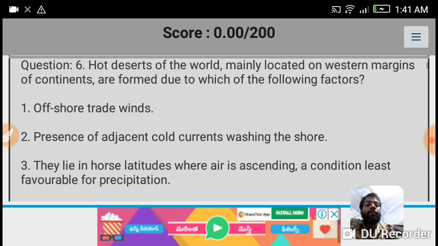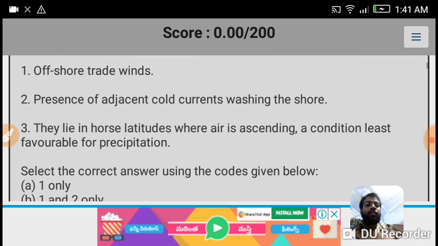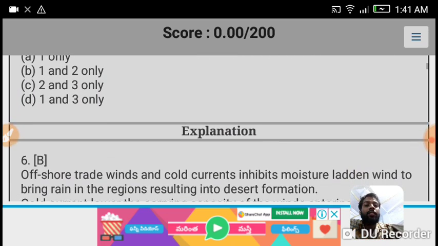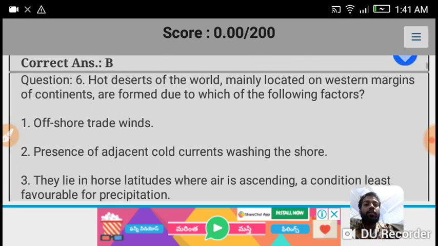So 1 and 2 are correct, but 3 is not correct. They lie in the horse latitudes where air is descending, a condition least favorable for precipitation. 1 and 2 are correct.